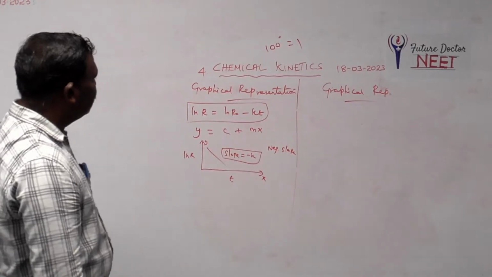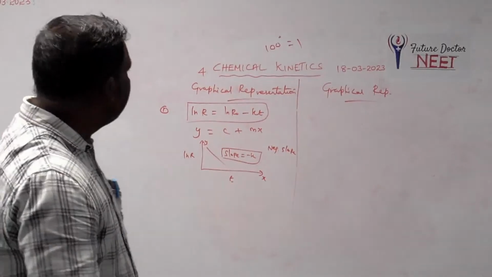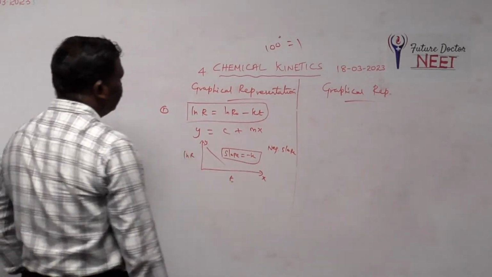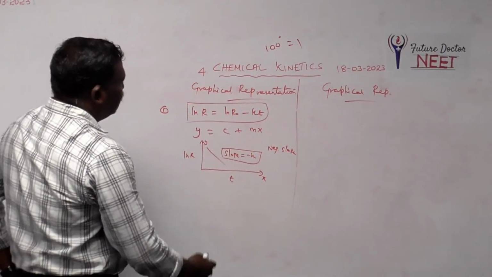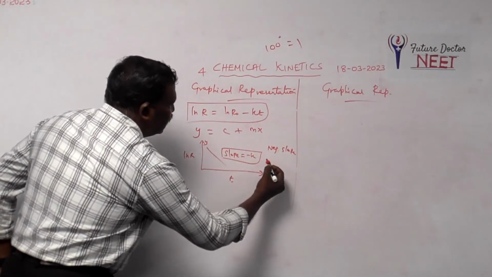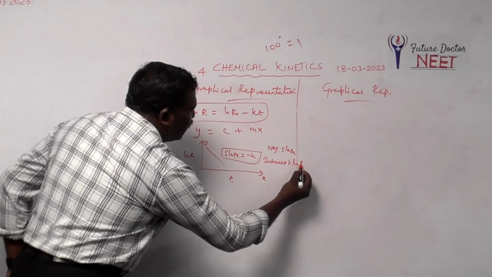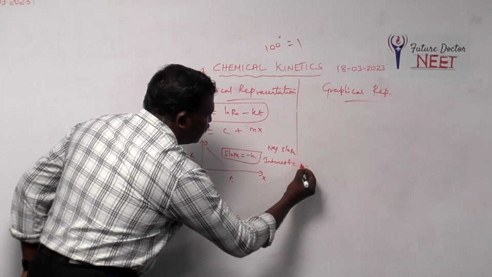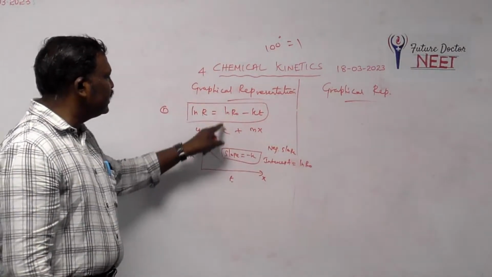Just write. It's the first graph. The intercept is ln r naught. Intercept is also mentioned. C is called the intercept.